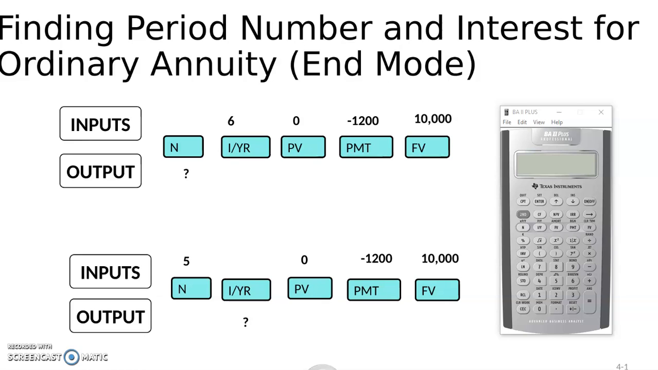This question requires us to calculate the number of time periods and the interest rate per year for an ordinary annuity, or an annuity which has cash flows at the end of the year, or with a calculator with an end mode. So we first start. We need to ensure that the calculator is set to the end mode.